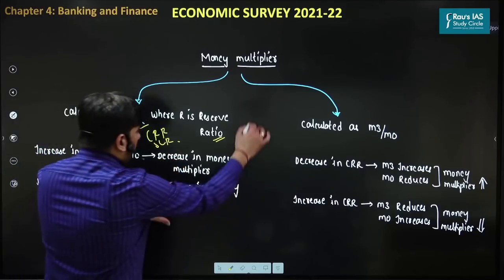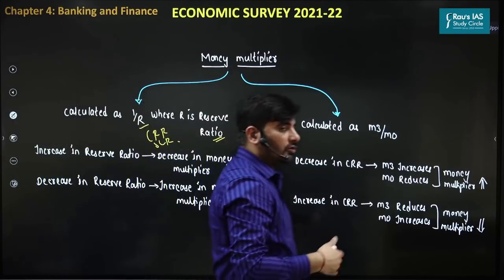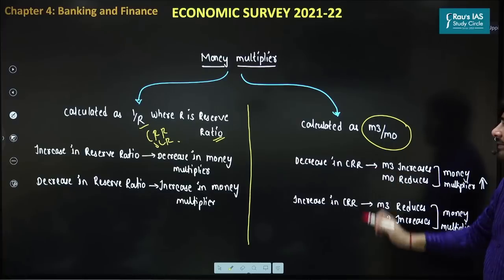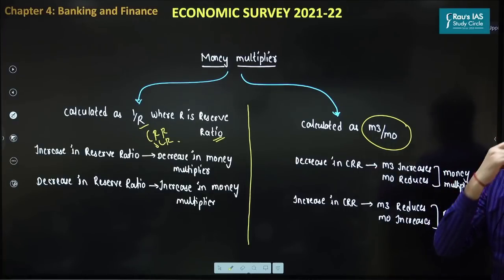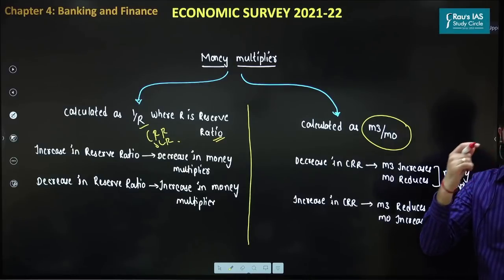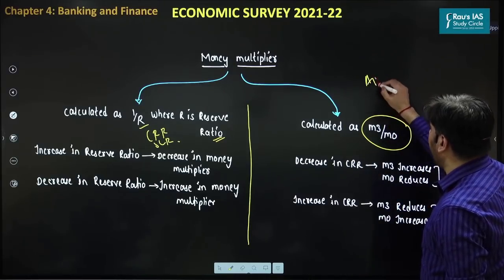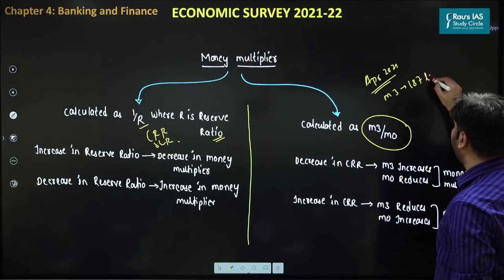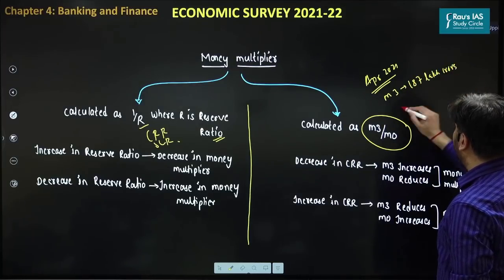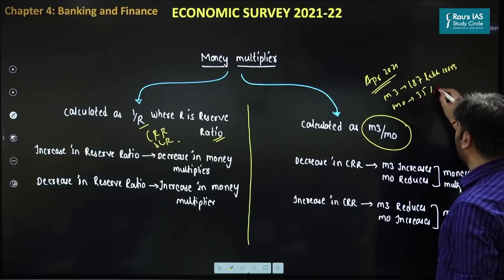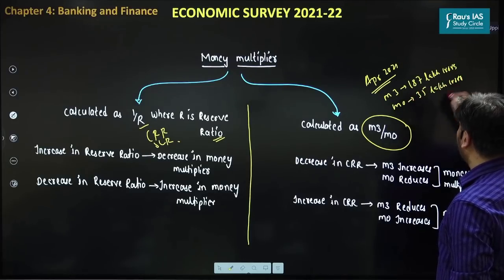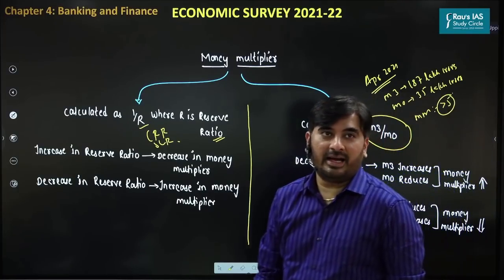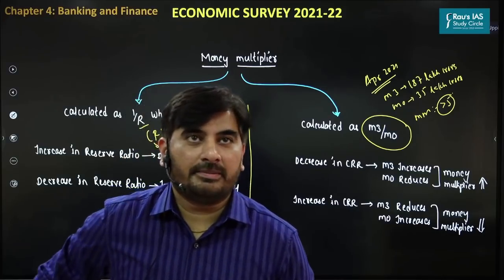But now, what you must also understand is that the money multiplier is also calculated as M3 divided by M0. That is broad money divided by the reserve money. For example, as on April 2021, my broad money was almost 187 lakh crores, whereas my reserve money, as I said, was about 35 lakh crore. So if you calculate the money multiplier, I guess it will be more than 5. So this was my money multiplier as on April 2021.